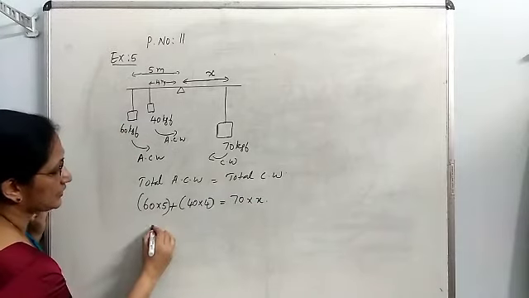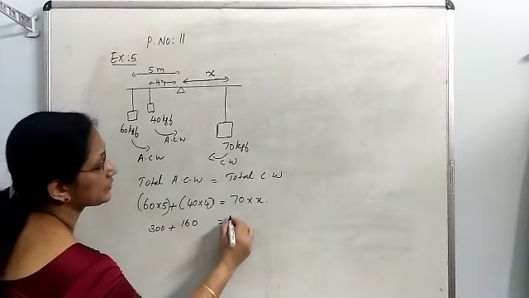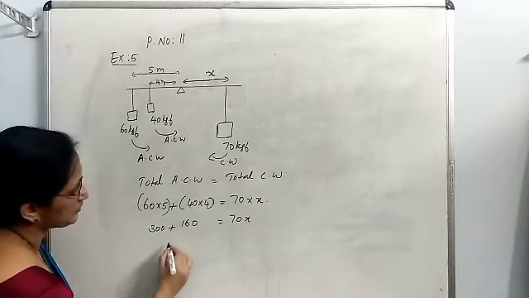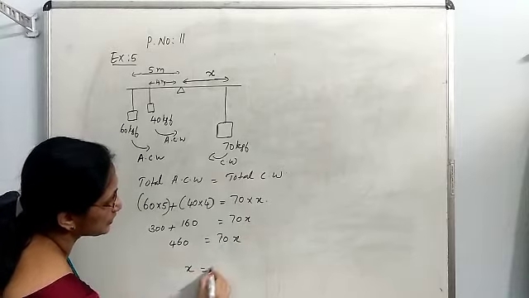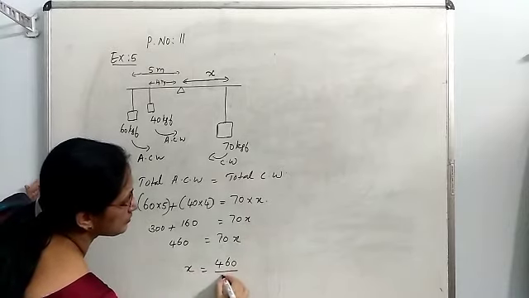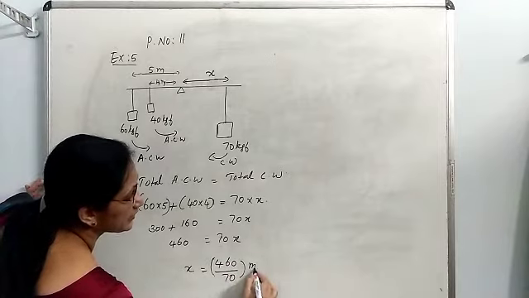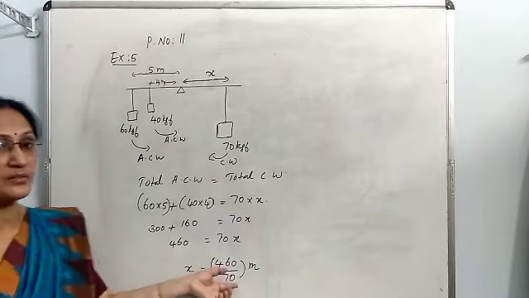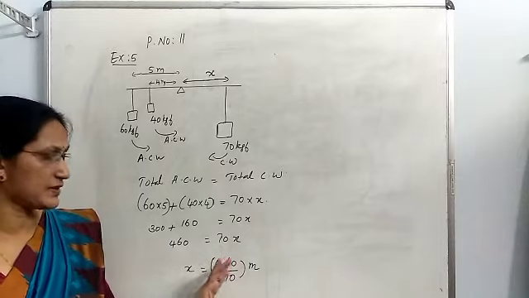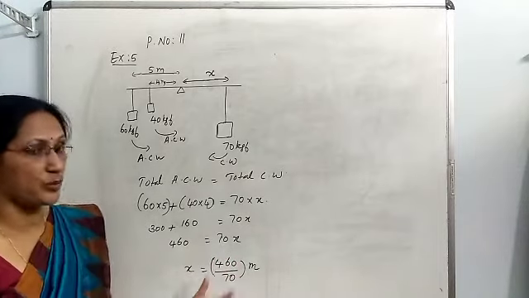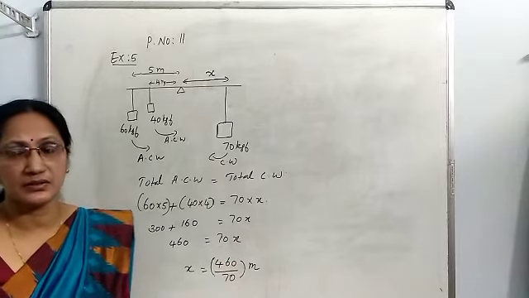Now solve it. 300 plus 160 is equal to 70x. Here 460 is equal to 70x. x is equal to 460 by 70. You will get the answer in meter. Never leave the answer in fractions. You have to solve it fully and get the answer in 2 decimal places. Here I am stopping to save time. You have to find out the answer in decimals.